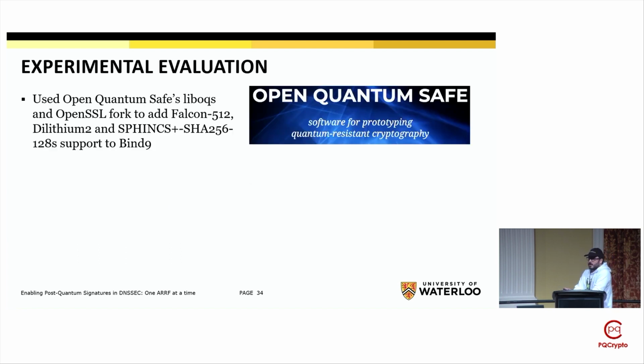So is this thing any good? How did we evaluate it? We used Open Quantum Safe's LibOQS and their OpenSSL fork and added support for Falcon 512, Dilithium 2, and SPHINCS+-128s, the SHA-256 variation, to ISC's DNS BIND 9 software.